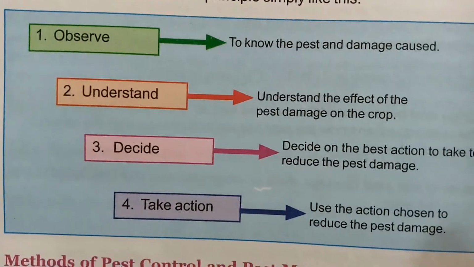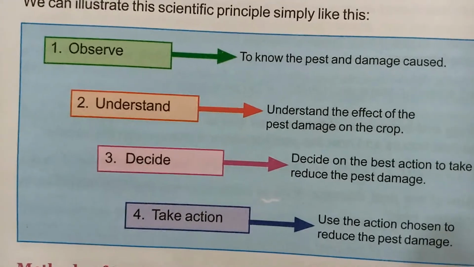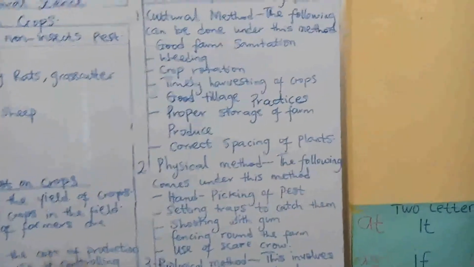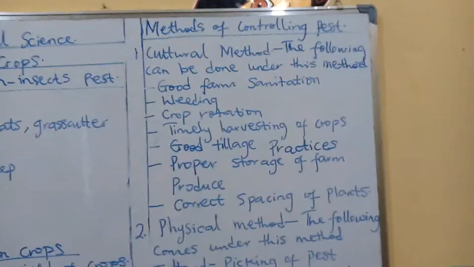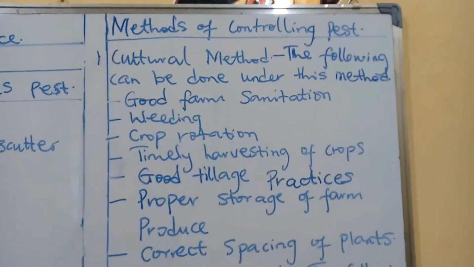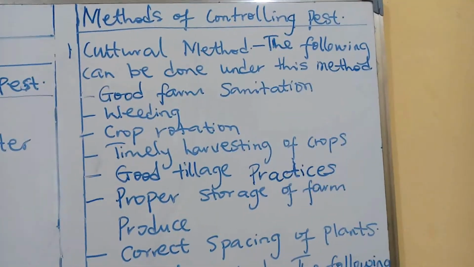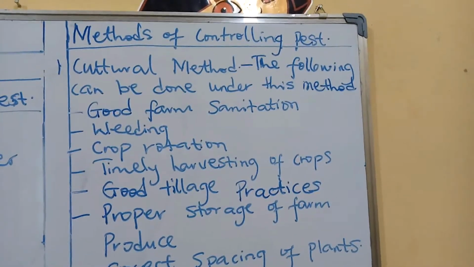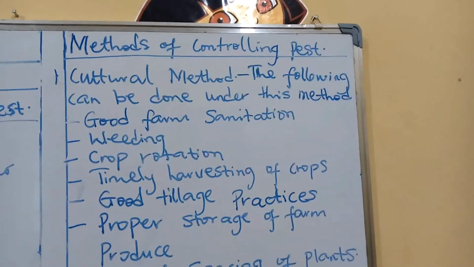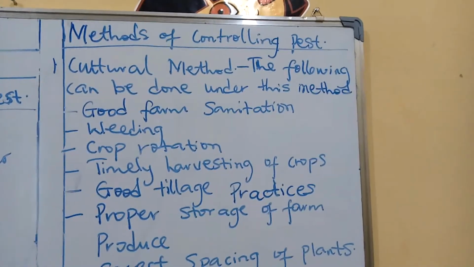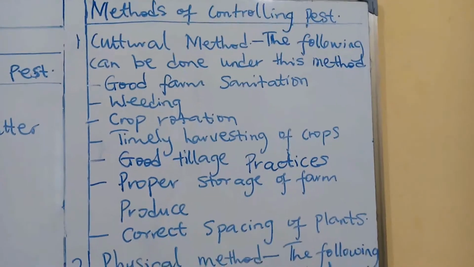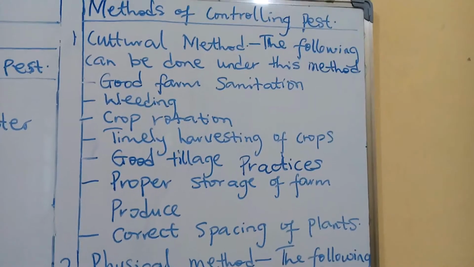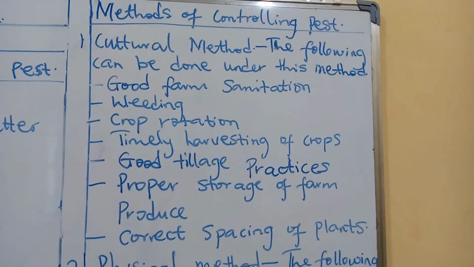Now let's go to the different methods of controlling pests. The number one method that we have here is the cultural method. Under this cultural method, we have practices like good farming sanitation, weeding, crop rotation, timely harvesting of crops, good tillage practices, proper storage of farm produce, and correct spacing of plants. All these come under the cultural methods of controlling pests.